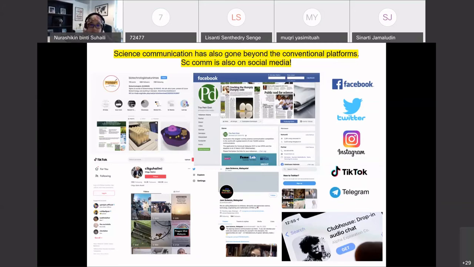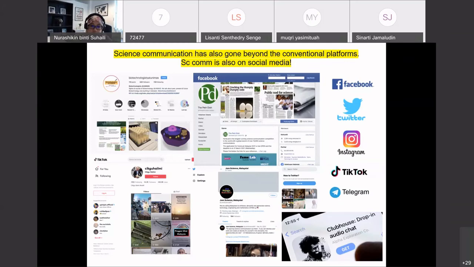Yeah, science communication. And also on Facebook, you can follow the Petri Dish. The Petri Dish is actually a scientific newspaper, but they have already gone beyond the newspaper. Yeah, they are on social media as well. Facebook, Instagram, or Twitter. But I just feature here the Facebook.